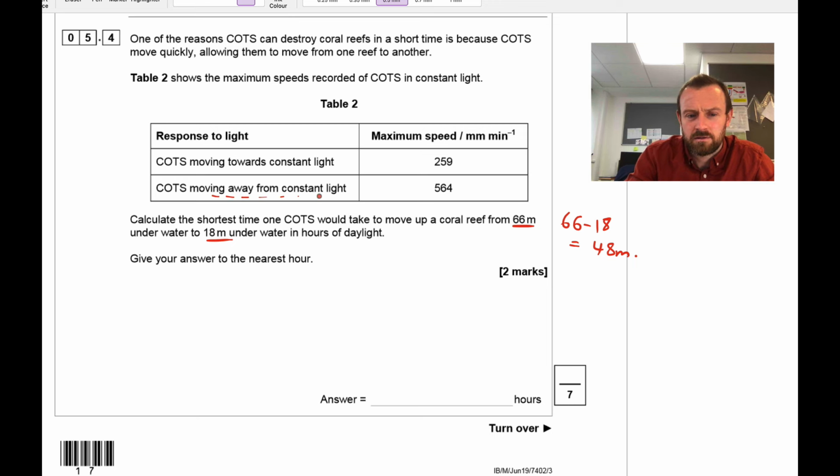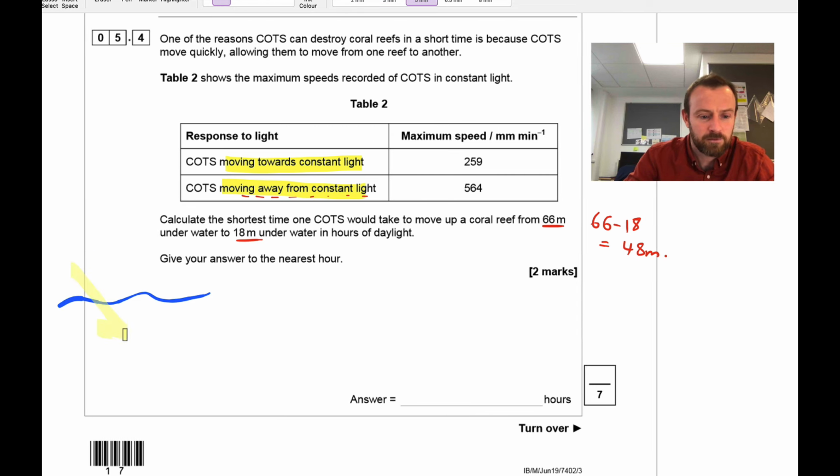Okay. Oh, I see. Okay, so these two values are away from constant light or towards constant light. In hours of daylight, the light in a coral reef comes from above. I think this is what this is talking about. So, like, you know, the light is coming from above. So they're moving towards the light in hours of daylight. So we want to use this value, 259. So we need to take this 48 meters, how many millimeters in a meter? 1,000. Yeah, 48,000. So this is 48,000 millimeters.